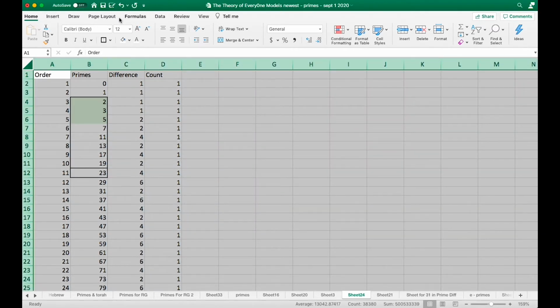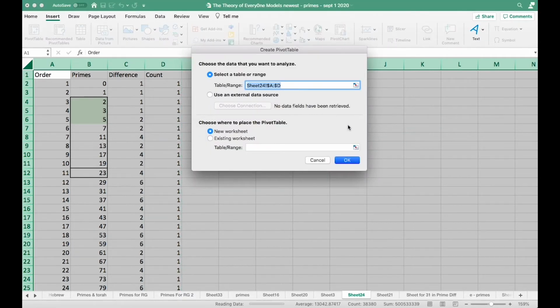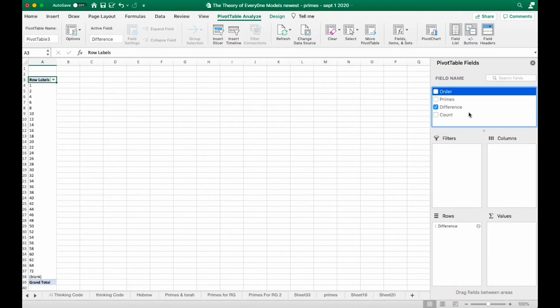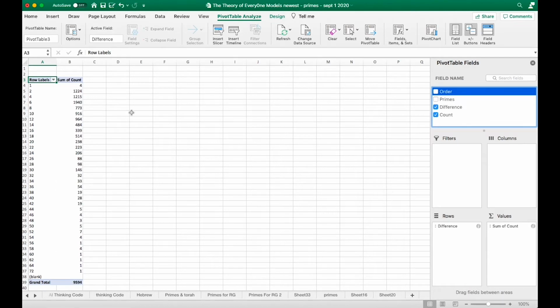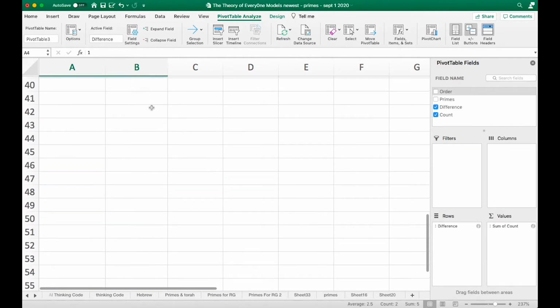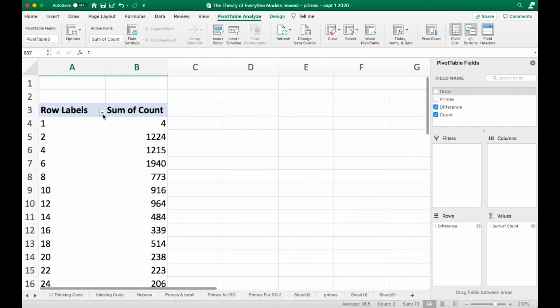But when we insert another pivot table, and we look at the difference again. Yep, there we go. And then we look at the count. We got some of the count there. Look at that. You can see the difference of 1 is found 4 times. And still, the difference of 72 is found 1 time.